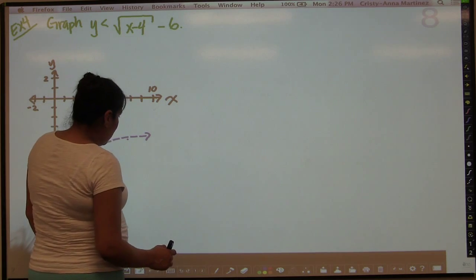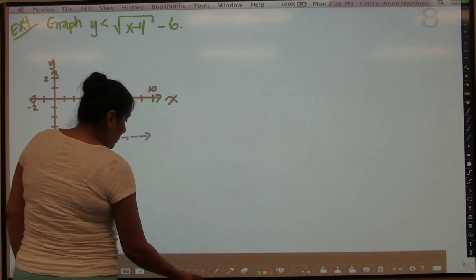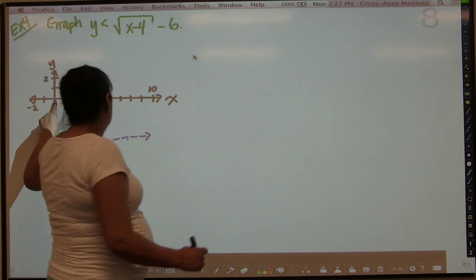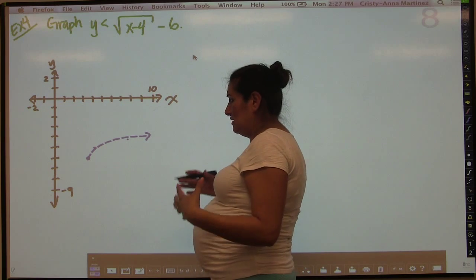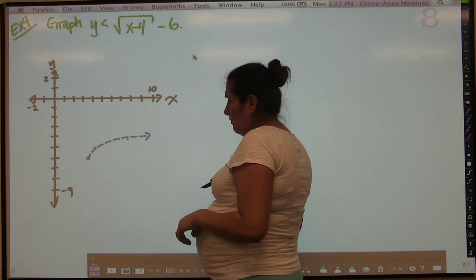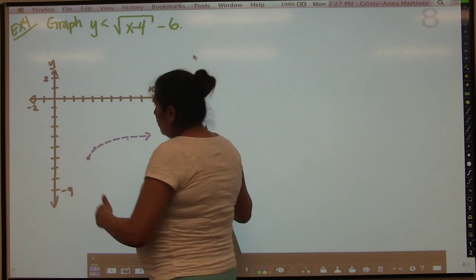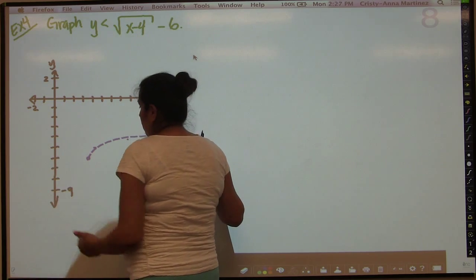But now we need to do some shading. And to do some shading, you can pick a test point. And so what I'm going to do is I'm going to test the origin. I always like to test the origin. You don't have to test the origin. It can be any point that's not inside of the graph. But basically, we don't want to shade anything beyond where the function starts.